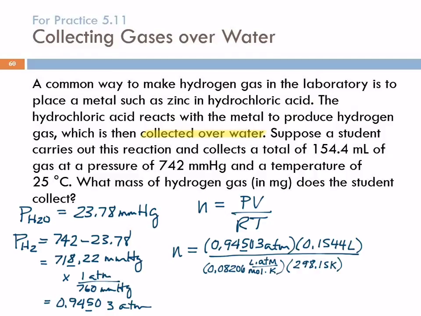Okay, 0.94503. I actually typed it right and said it wrong. 0.94503 times 0.1544 divided by 0.08206 times 298.15 gives 1.820.